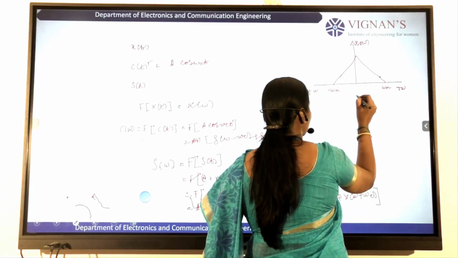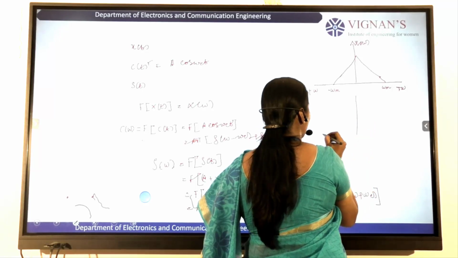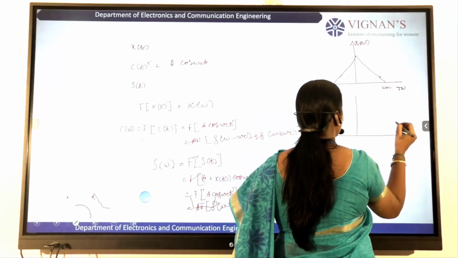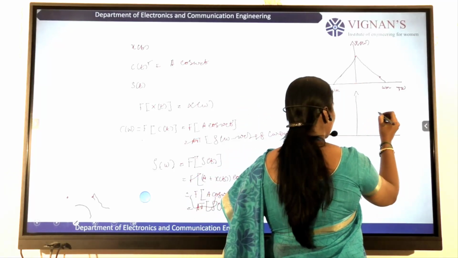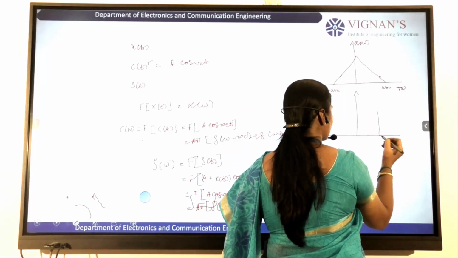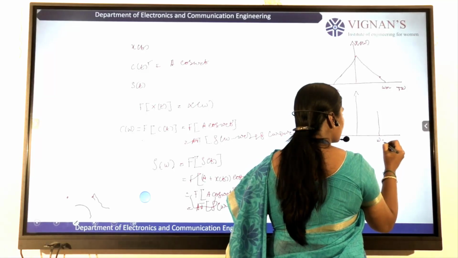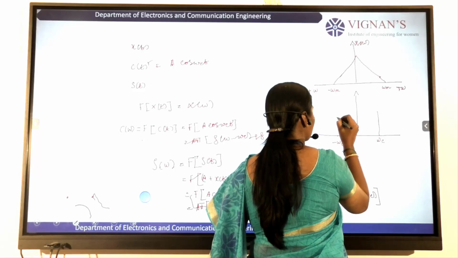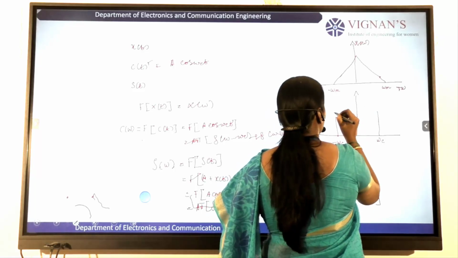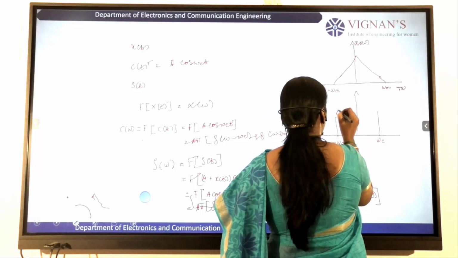Similarly, the carrier signal can be drawn. The carrier signal we have considered is a cosine signal, so it gives two impulses: one at plus omega c and another at minus omega c, with the amplitude of A pi.